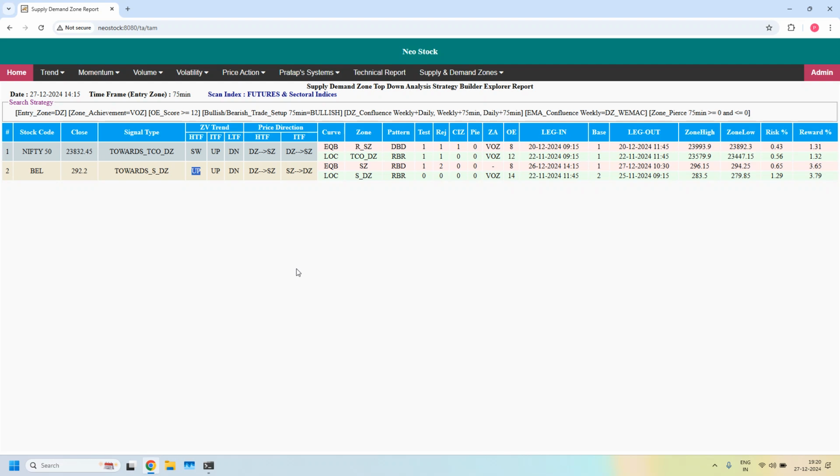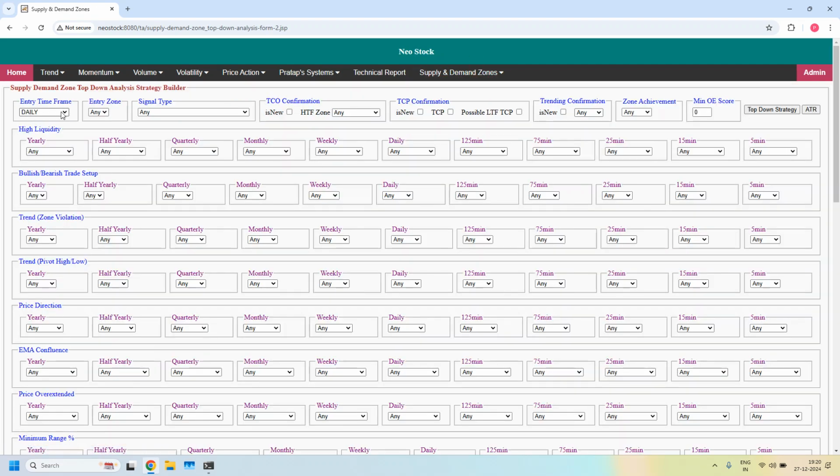Okay, this is about the bullish trade setup for weekly income trade. Next, the bearish trade setup for weekly income trade. Entry time frame 75 minutes. Entry zone supply zone. In bullish or bearish trade setup at entry time frame 75 minutes, I am selecting bearish.